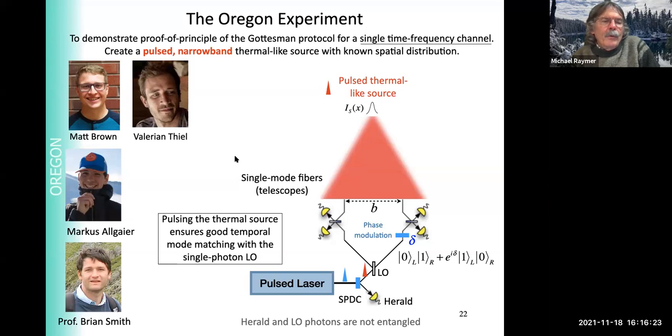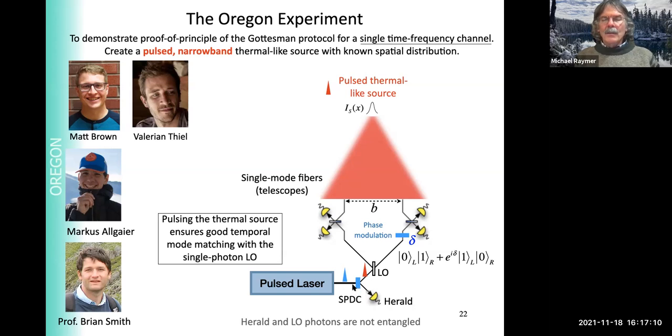The proof of principle experiment that Matt Brown is doing for his PhD thesis, with the assistance of two postdocs, Valerian and Marcus, and supervised by Professor Brian Smith, is the following. He's going to somehow make a short pulse of thermal light with a known intensity distribution I of x, say a small Gaussian. That light is going to diffuse out through free space and hit our two telescopes, which, as I said, are simply single mode optical fibers. They collect a little bit of light in each one, but the light is so weak that there's only one photon that arrives in this wavefront at any given time within a coherence time.